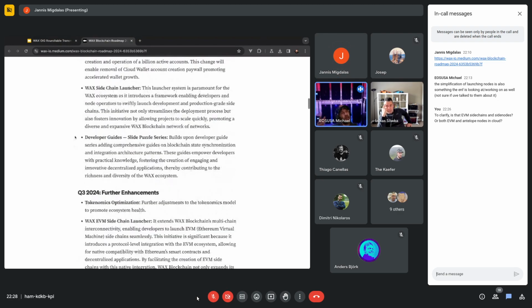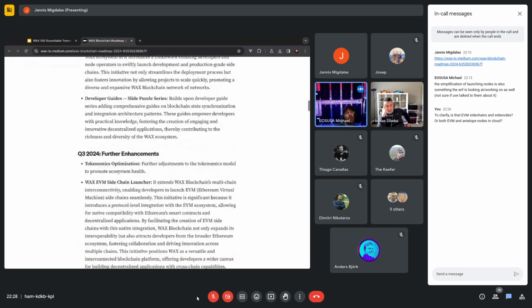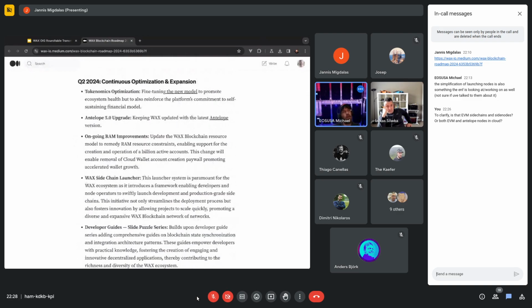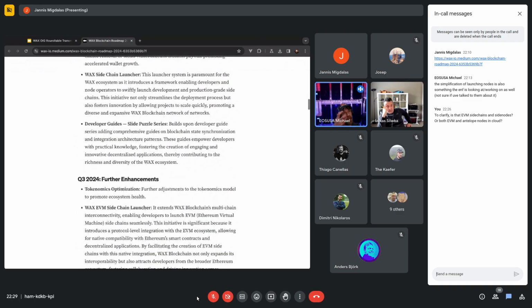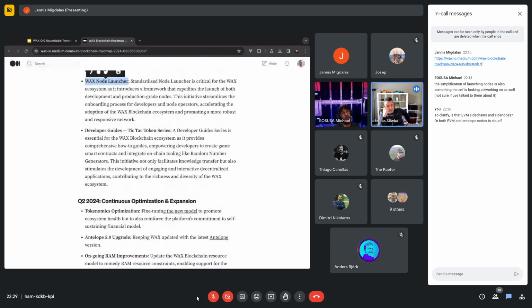He's asking, is it the Wax native Antelope-based nodes that you're talking about being able to spin up in the clouds as well as those EVMs? Because EVM can spin up in the cloud pretty easy. But are you looking at being able to easily spin up an Antelope? The answer is yes to all of it, right?